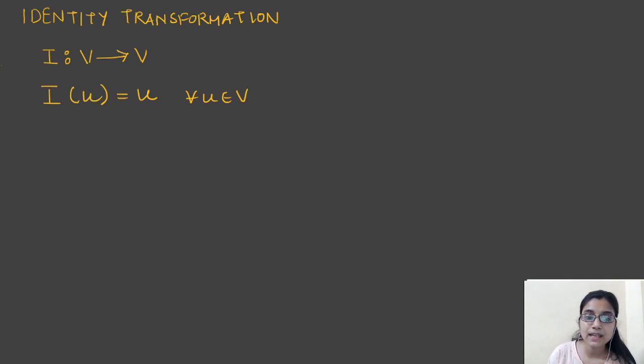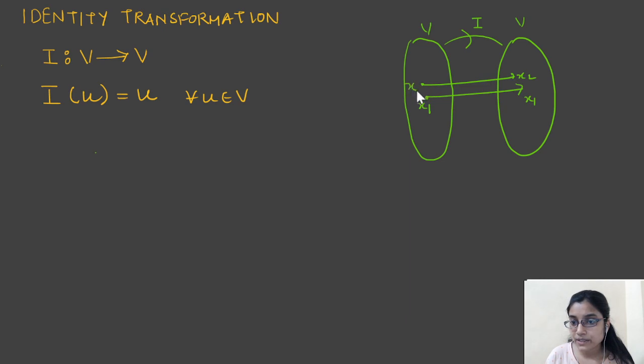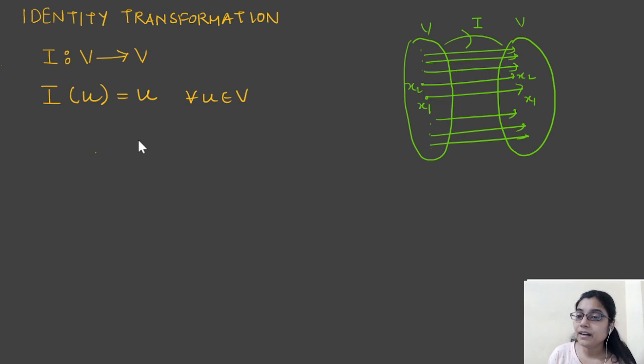So if you see it like this, suppose this is our V and suppose this is our V, and this is a mapping I. Every member which is here is being mapped to here. Suppose this is your x1, it is mapped to x1. Suppose this is your x2, it is being mapped to x2. So like this, every member is being mapped to itself. Now we will check whether this kind of mapping forms a linear transformation or not. Obviously I have given it the name identity transformation, so it will form one, but we will see how it forms.